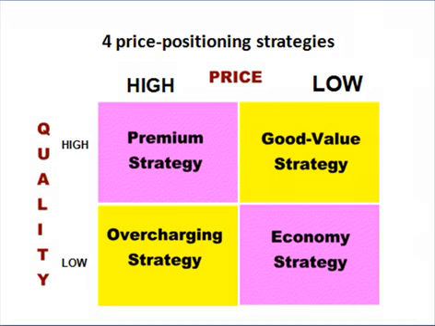Here are 4 price positioning strategies based on the axis of price and quality. Where do you lie? Are you low price and low quality? Then that's an economy strategy. Are you high price but low quality? Then that's an overcharging strategy. Are you high price and high quality? Then that's a premium strategy. And if you're low price but high quality, then you have a good value strategy. So where are you in this matrix?